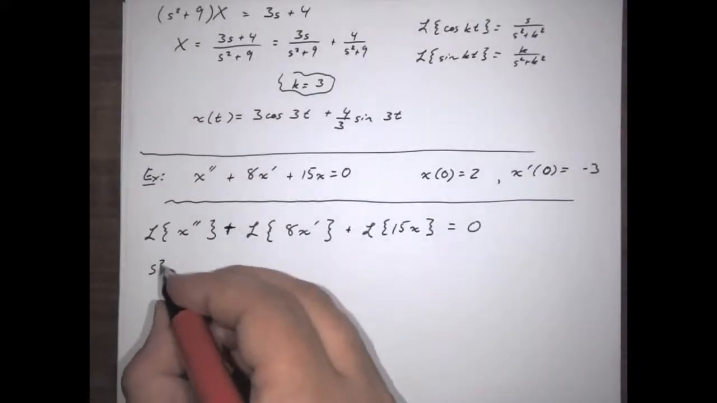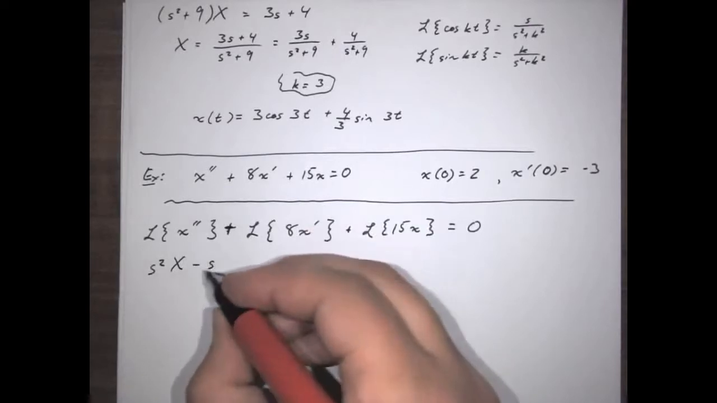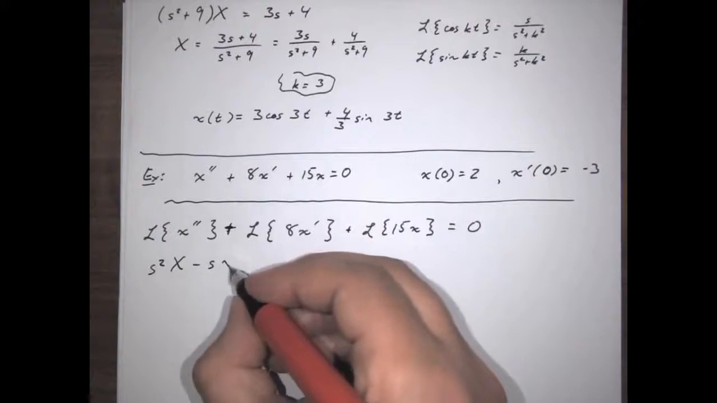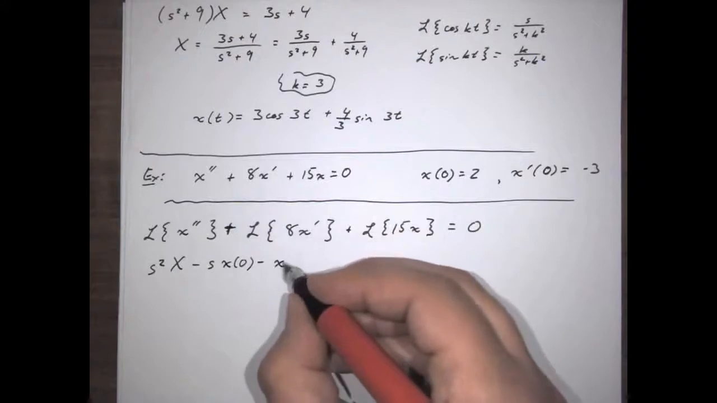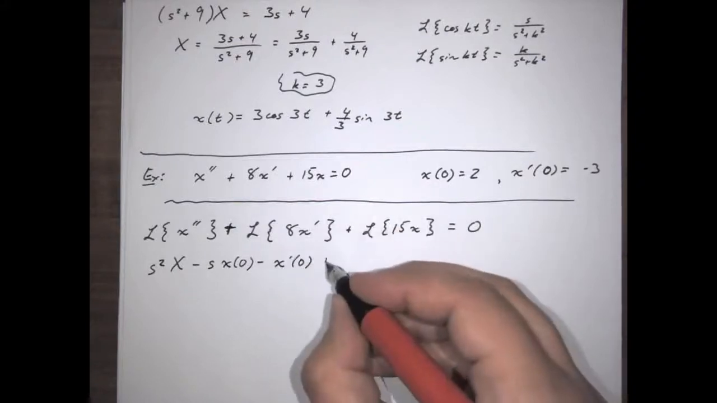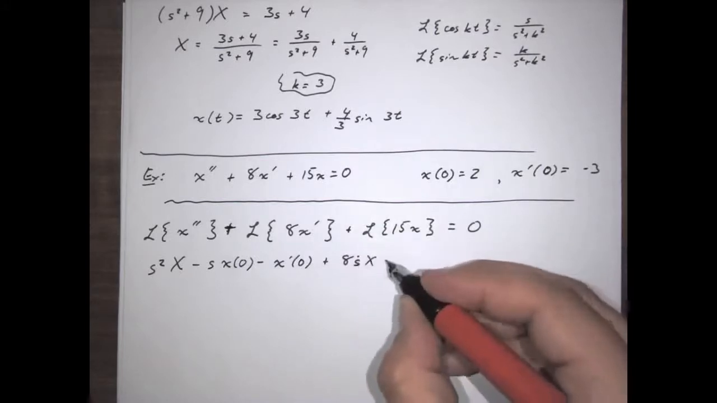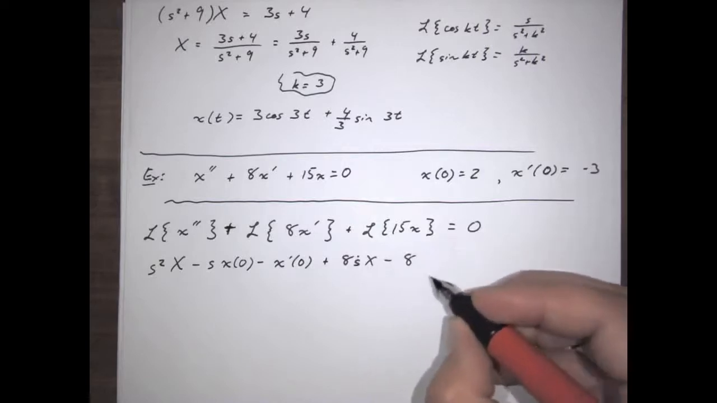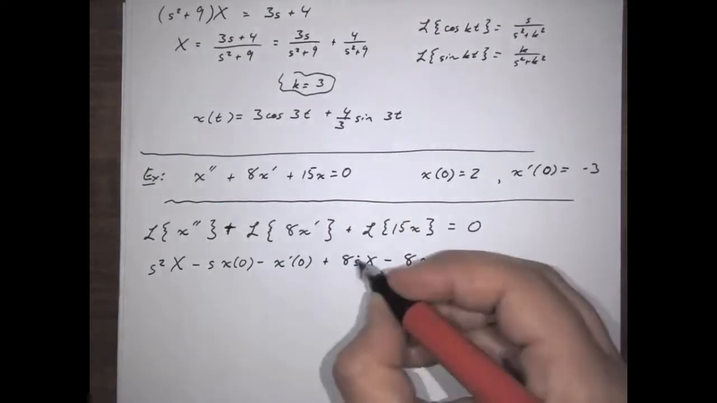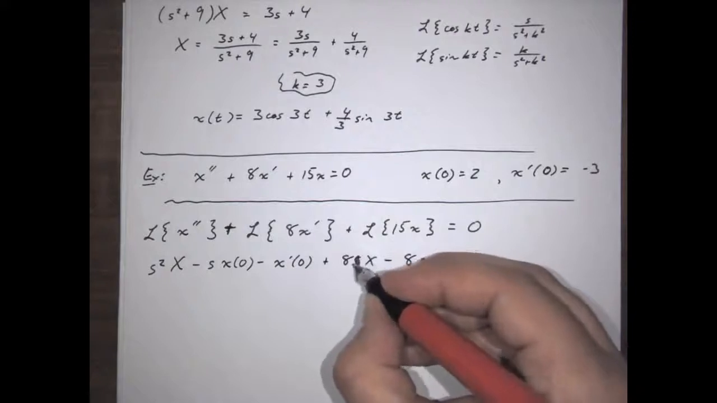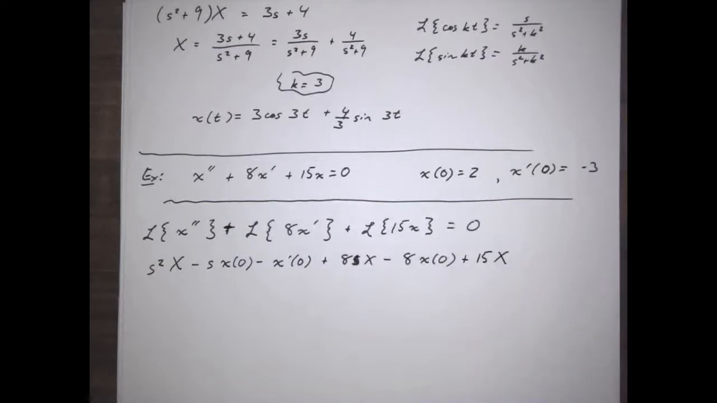It is a linear transformation, and any linear transformation will send 0 to 0. So then this is a second order, so it's going to be s squared times X minus, now the s's count down, the derivatives count up. So it's going to be x of 0 minus, no more s's, and now x prime of 0 plus 8 times sX minus, and then the 8 will distribute, and then that'll be times x of 0. This is just an s, not an s dot or anything like that. 8s. And then plus 15X, capital X.